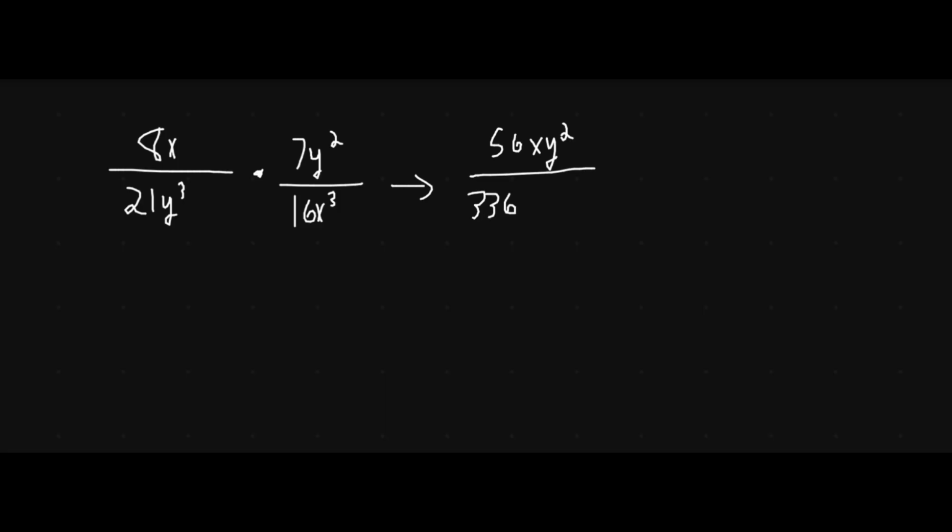336 x3 and y x3 y3. So now we can cancel this. So this would just be 1. This would just be 6.